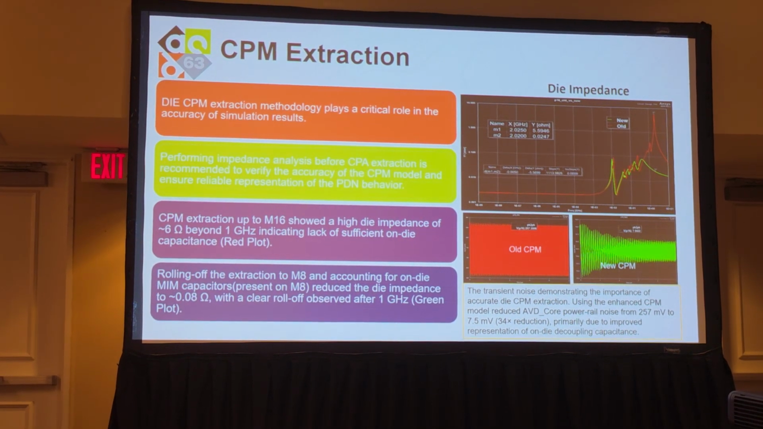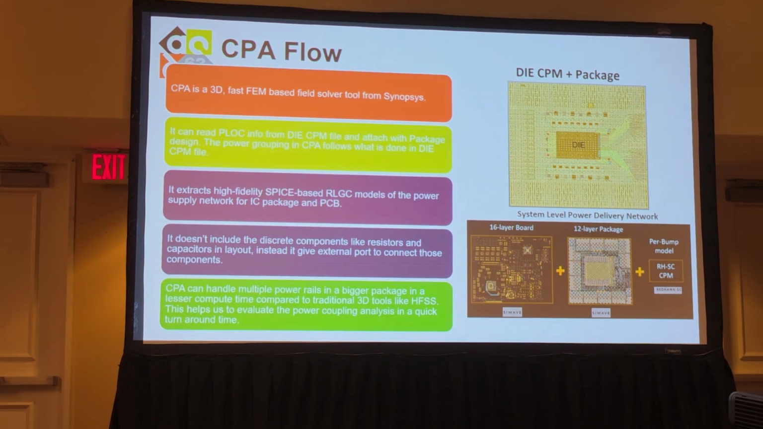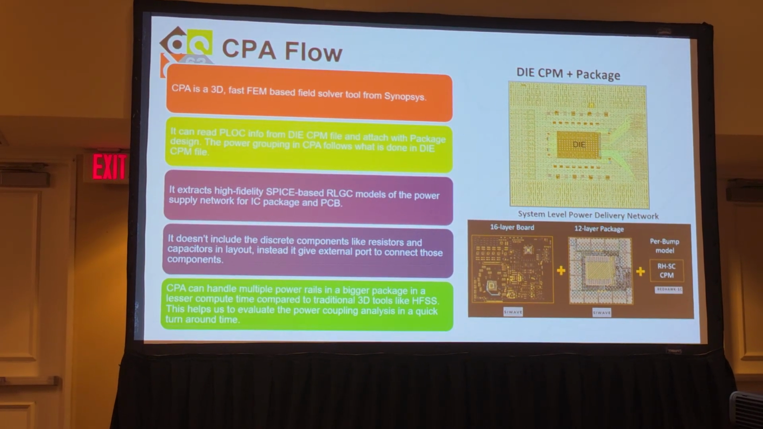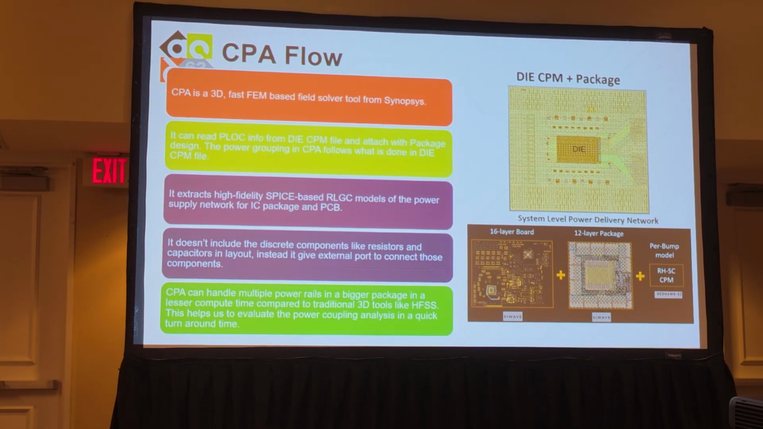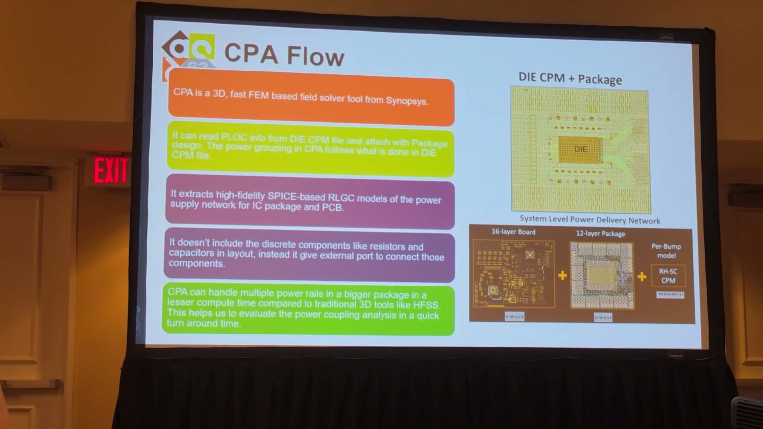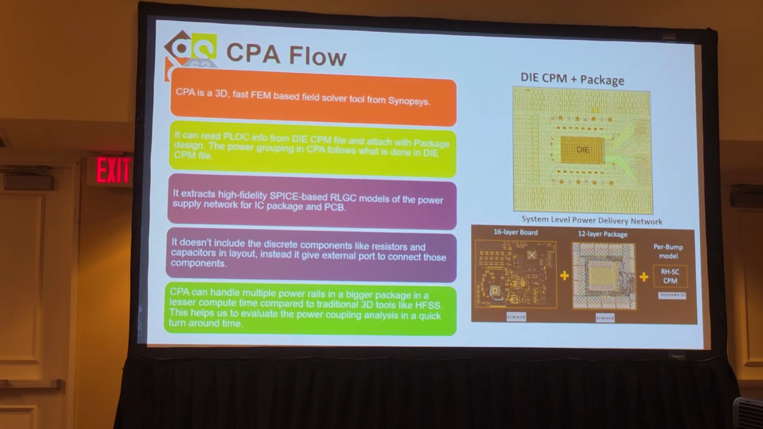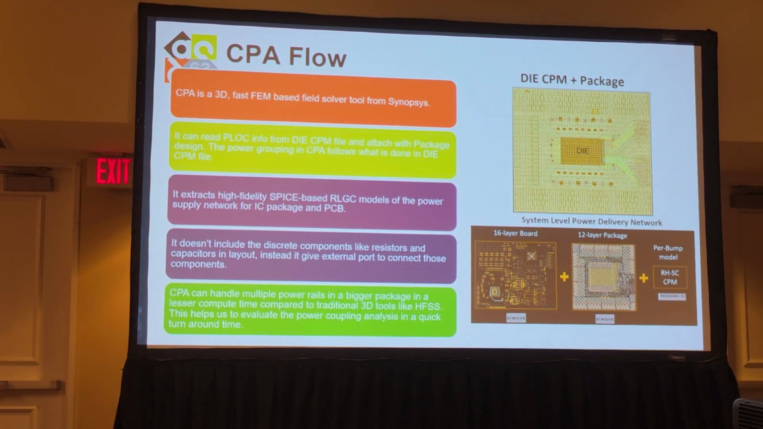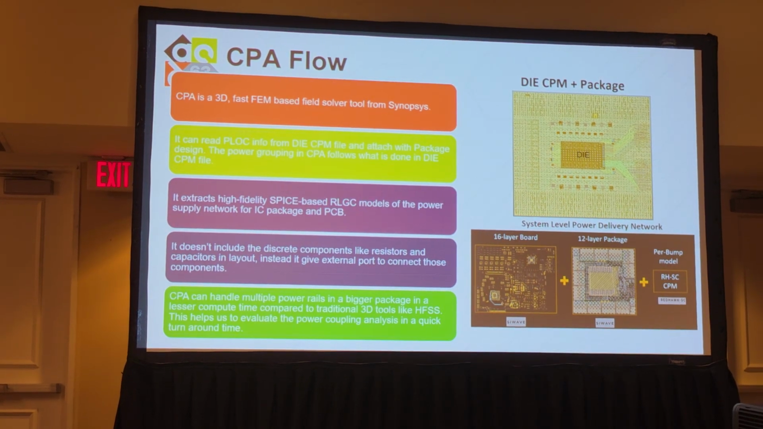So we take that new model and we're going to then attach that as a component as part of the package model. So the die sits on the package, which sits on the printed circuit board, as you can see in the lower right-hand corner. We have those 3 components. We're going to model them all together.